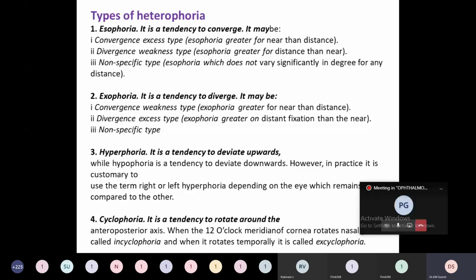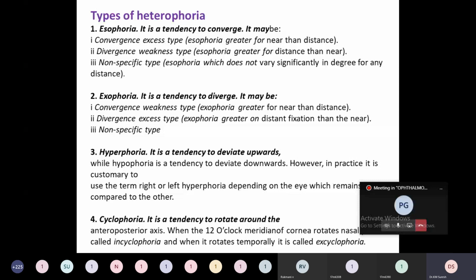Hyperphoria is a tendency to deviate upwards, while hypophoria is a tendency to deviate downwards. However, in practice, there is no terminology called hypophoria. We normally express everything in terms of hyperphoria. This you have to remember. It is customary to use the term right or left hyperphoria depending on the eye which remains deviated upwards compared to the other.